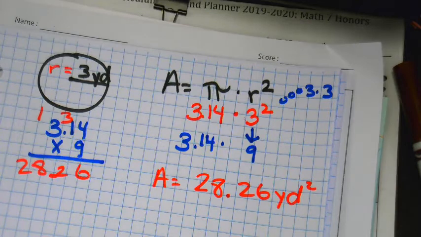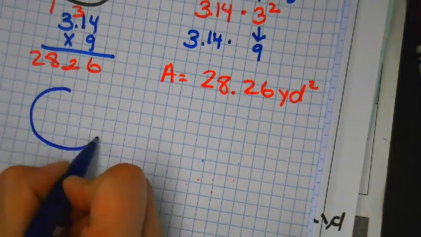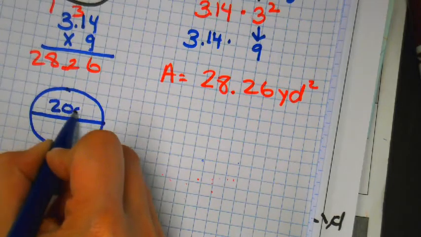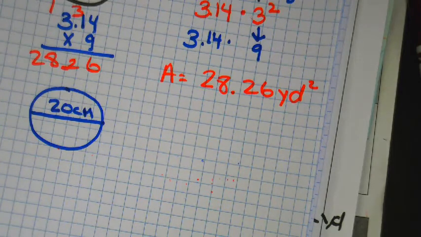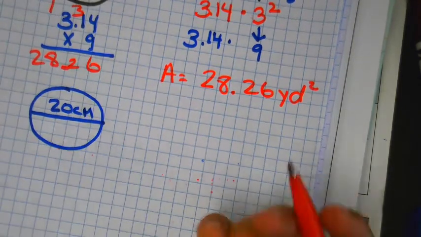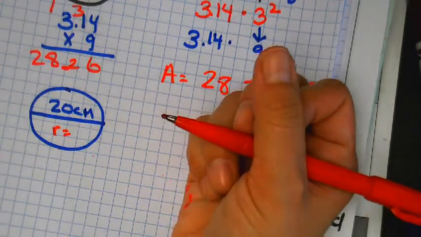Okay, I'm going to give you a hard one. Draw me a circle that has a diameter of 20 centimeters. Did we get that step correct? Okay. So, am I going to use the 20? No. I need the radius. What is the radius equal to? Divided by 2, so it equals 10.